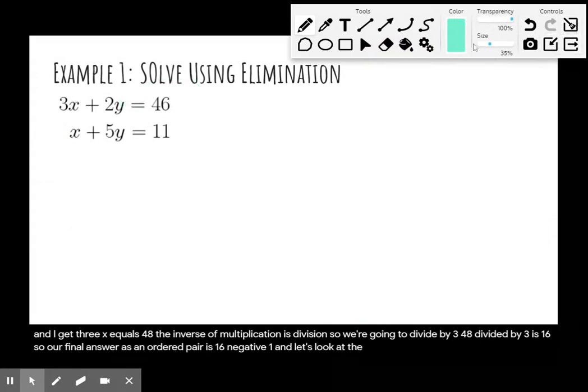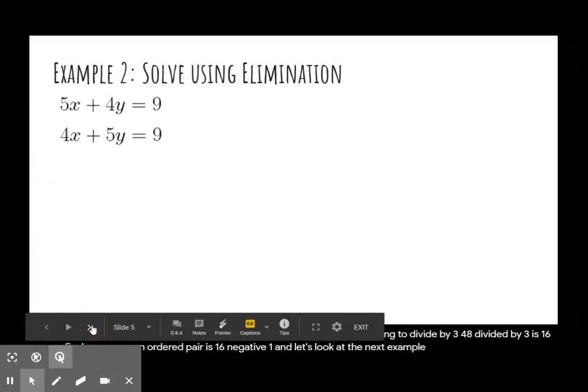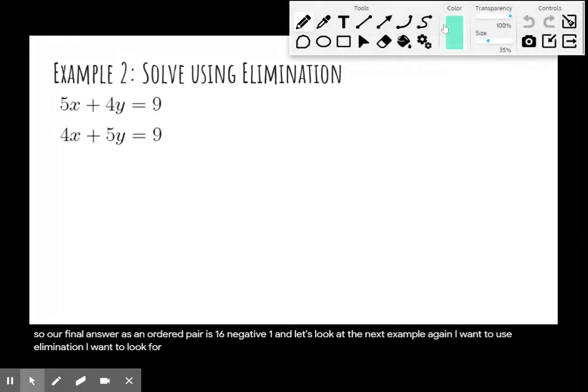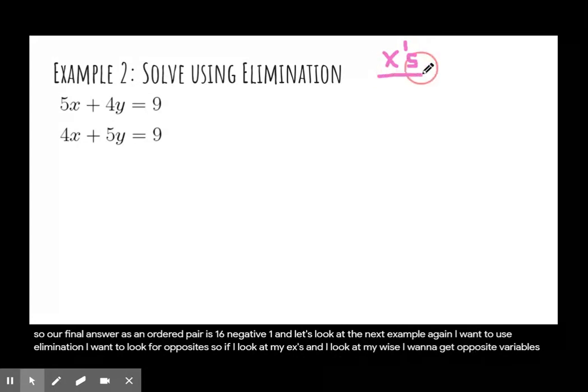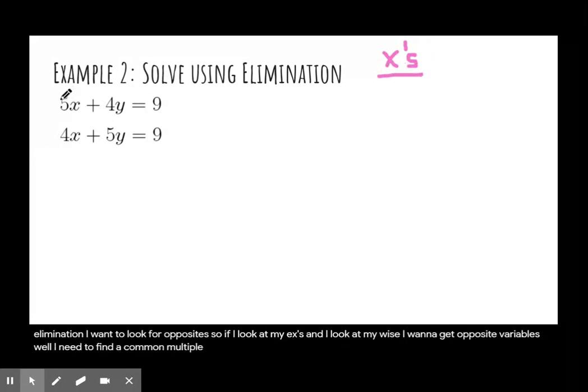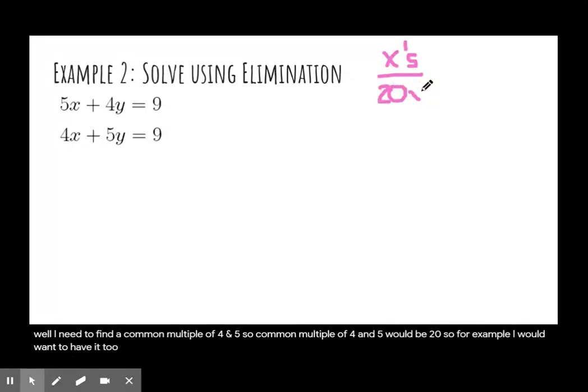Okay, let's look at the next example. Again, I want to use elimination. I want to look for opposites. So if I look at my x's and my y's, I want to get opposite variables. Well, I need to find a common multiple of 4 and 5. So a common multiple of 4 and 5 would be 20. So for example, I would want to have a 20x and I would want to have a negative 20x.